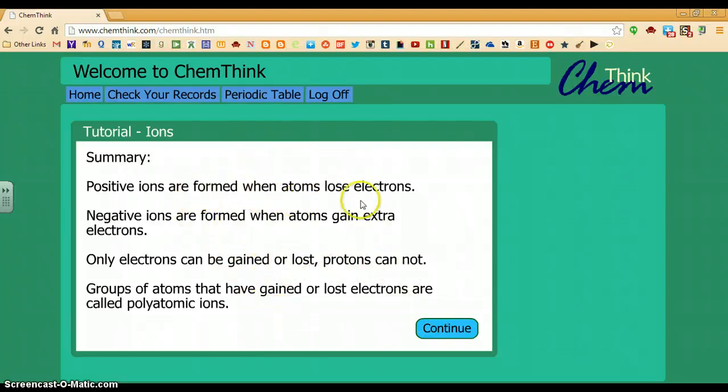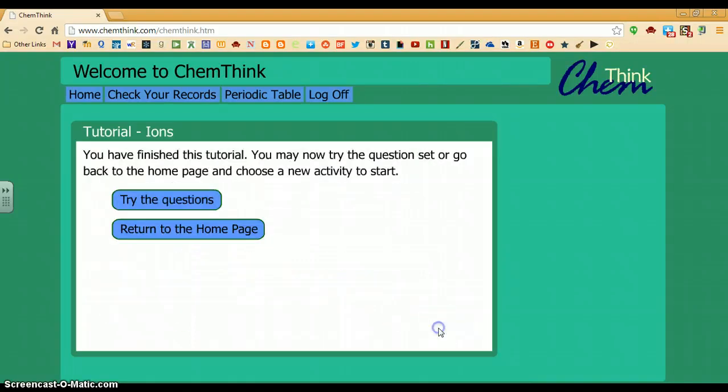Positive ions are formed when atoms lose electrons. Negative ions are formed when atoms gain electrons. And only electrons can be gained or lost. Protons cannot. Well, in some circumstances, but you know. Groups of atoms that have gained or lost electrons are called polyatomic ions.